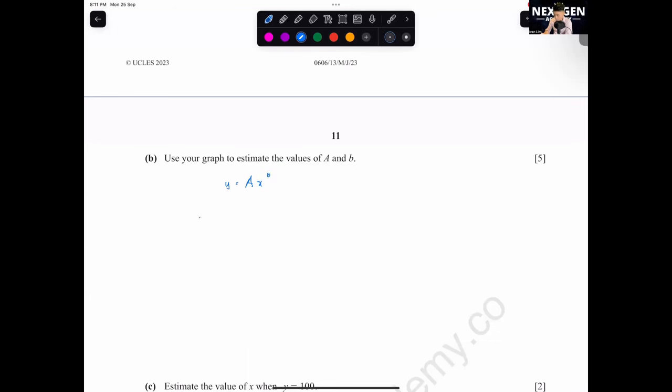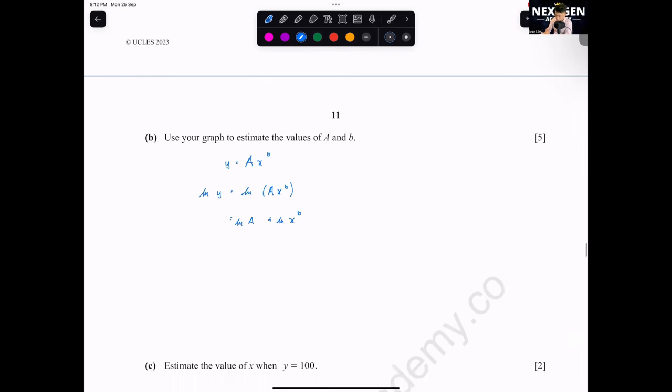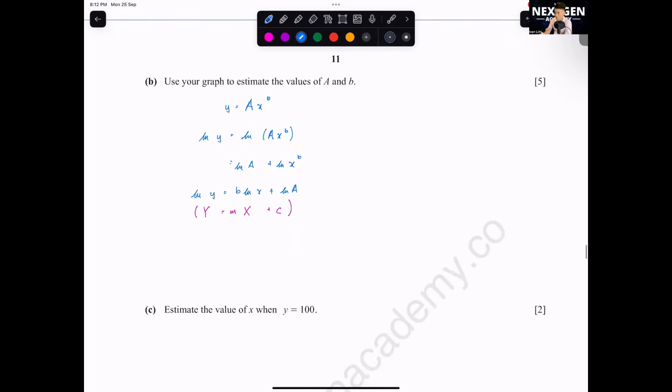We add ln at both sides. So here ln of ax power b. This is ln a plus ln x power b. I change it to b ln x plus ln a. So this formula is big Y equals to m big X plus c. What's my gradient? Gradient is b.